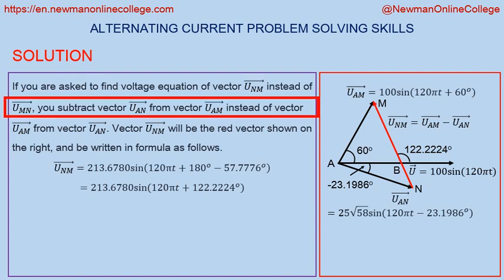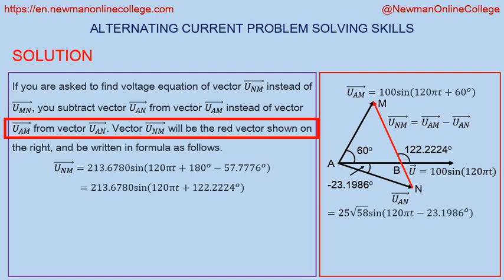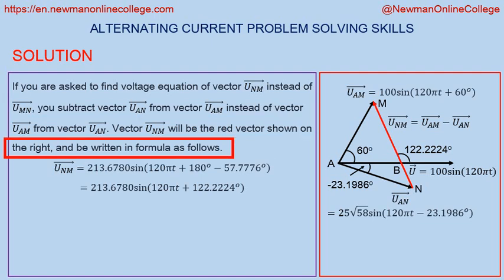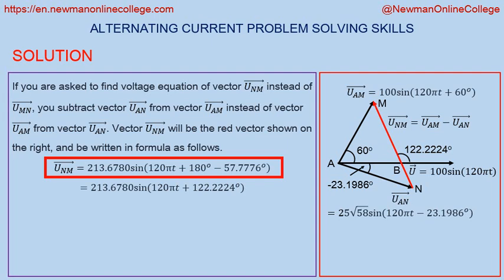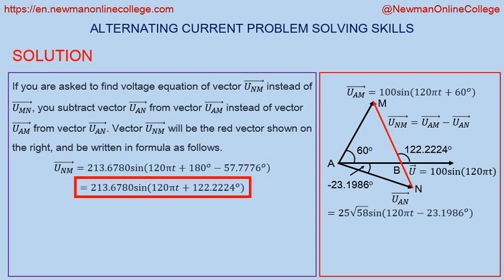If you are asked to find voltage equation of vector U sub nm instead of U sub mn, you subtract vector U sub an from vector U sub am instead of vector U sub am from vector U sub an. Vector U sub nm will be the red vector shown on the right, and be written in formula as follows. Vector U sub nm equals 213.6780 times sine of 120 pi t plus 180 degree minus 57.7776 degree equals 213.6780 times sine of 120 pi t plus 122.2224 degree.